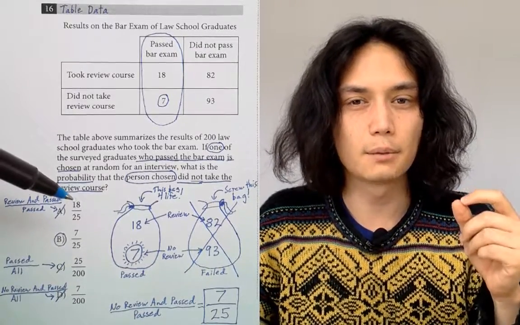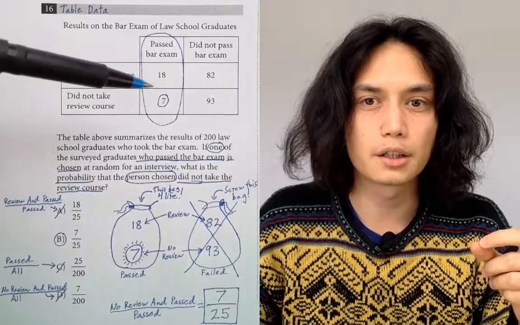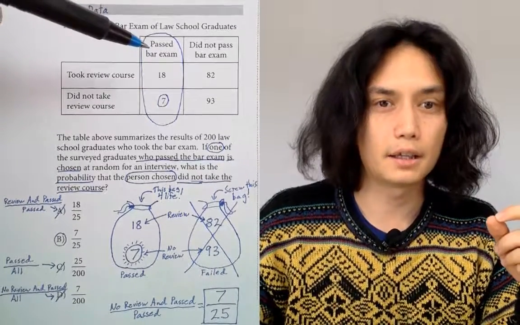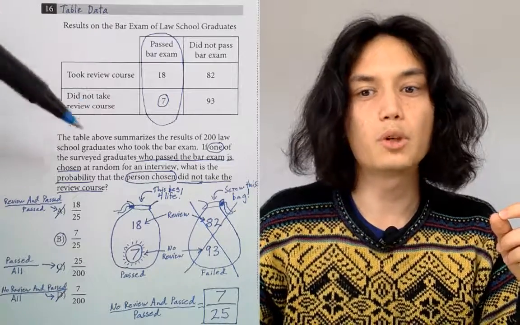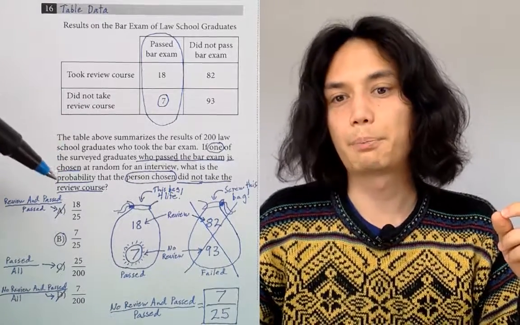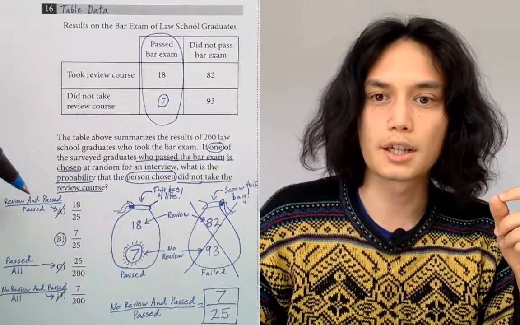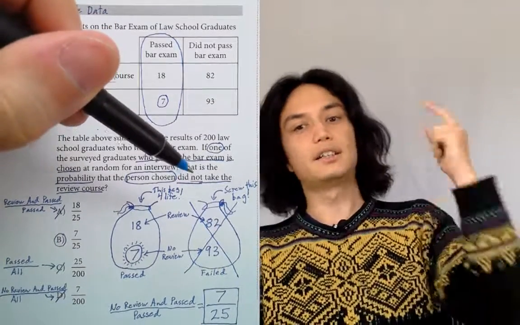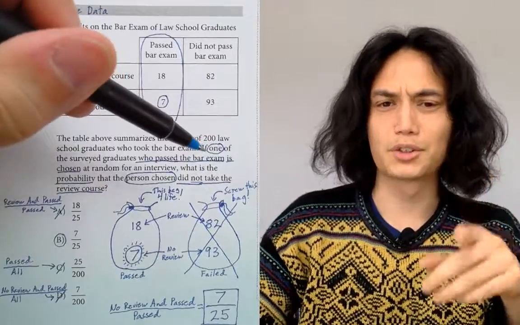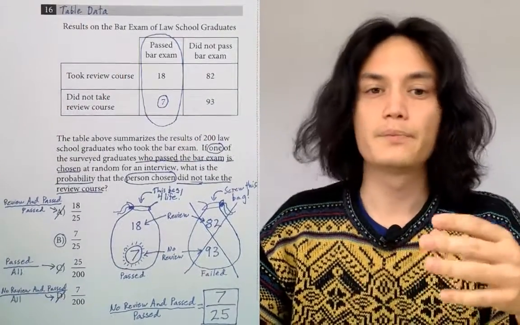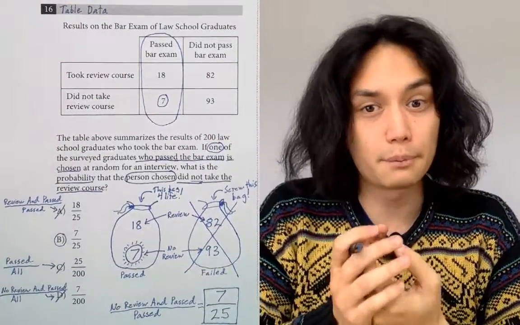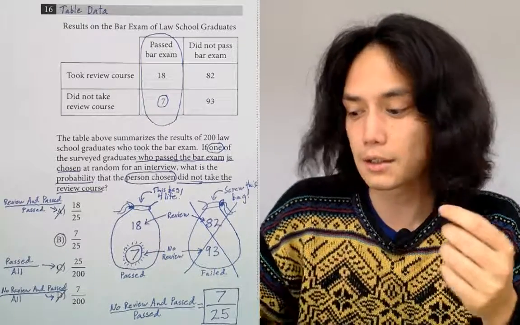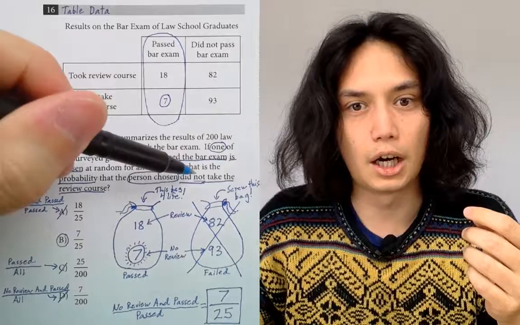But this 18 number, where do you think that comes from? Well, if we're looking in the table, the 18 number comes from people who took the review course and passed the bar exam. But we don't care about the people who took the review course and passed the bar exam. We care about the people who did not take the review course and pass the bar exam. So if you selected answer choice A, chances are you missed the not.